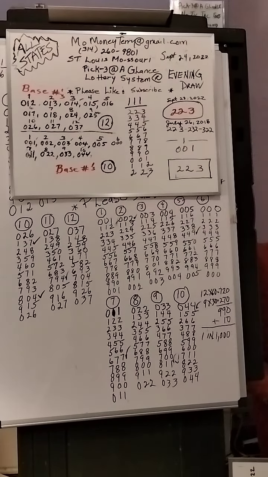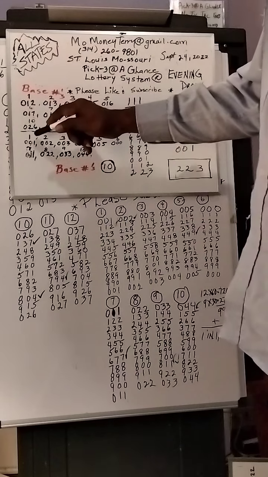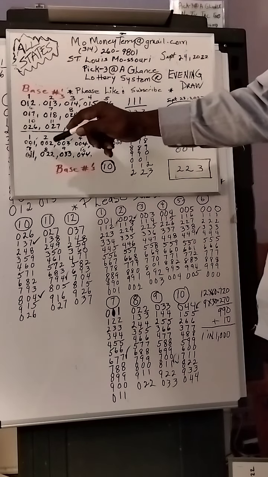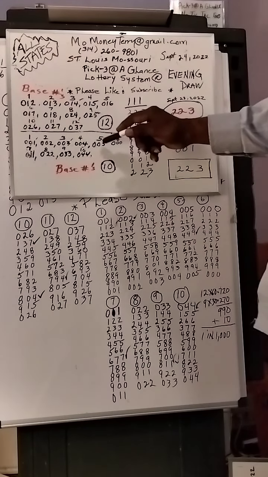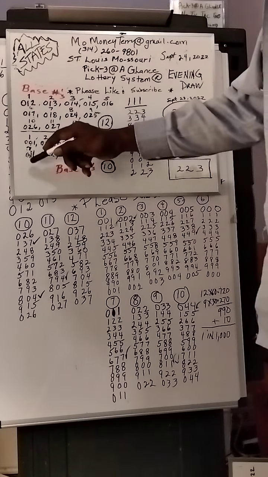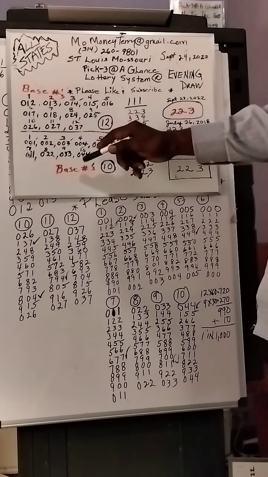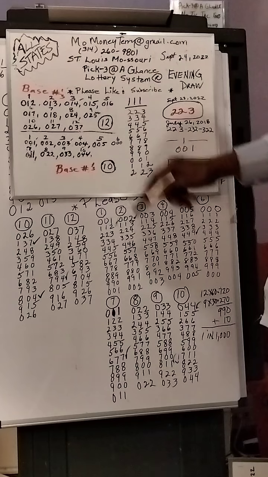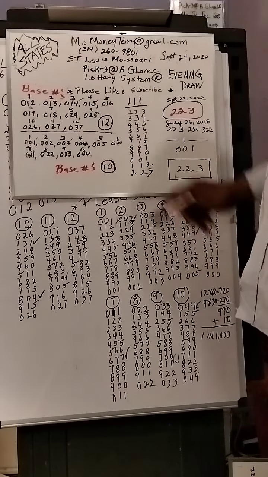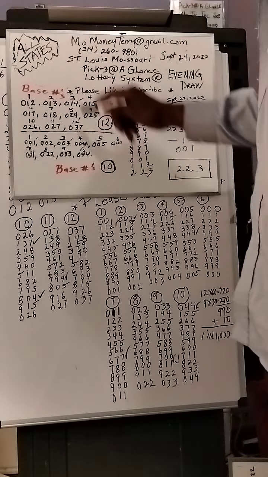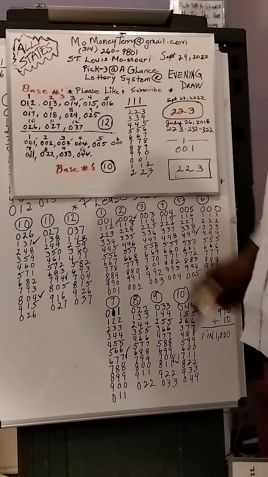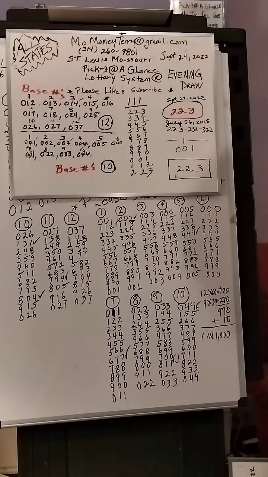Now on the doubles, one column: 001, 002, 003, 004, 005, 000, 011, 022, 033, 044. Those 10 columns are going to make up the rest of the 1,000 numbers when you do the 1-1 rundown. Simple but powerful. Simple but very powerful.